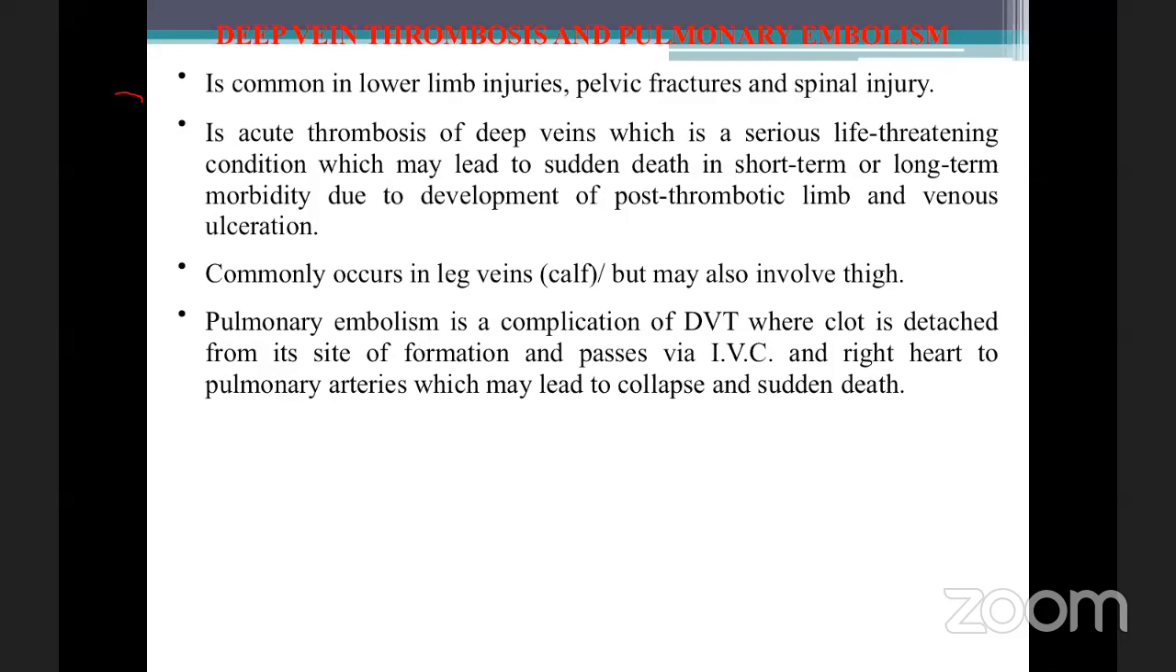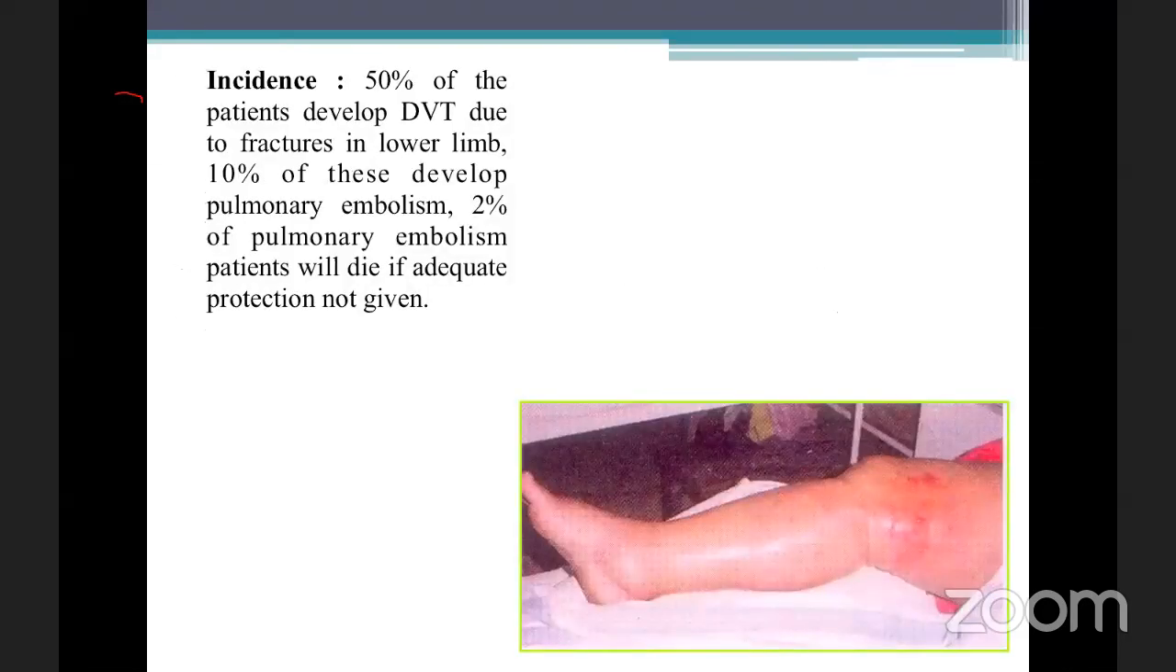Suppose this thrombosis progresses proximally or is dislodged because of further mobilization. This thrombus is going to dislodge into the inferior vena cava and can go into the lungs and cause right heart failure. This is what is pulmonary embolism. This is the pathomechanism in simple words. It is a common complication. 50% of patients develop DVT due to fractures in the lower limb, 10% of these patients can go into pulmonary embolism, and 2% can die.